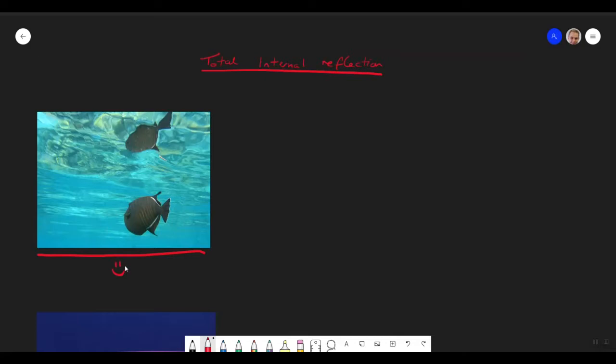We can see two fish, but one of them's upside down. So this top fish is clearly a reflection. This is an image, or a virtual image, of this fish. This is the real image. This is where the real fish is.